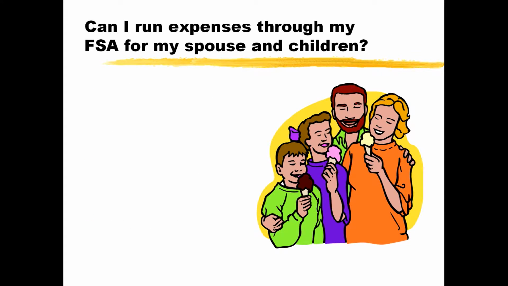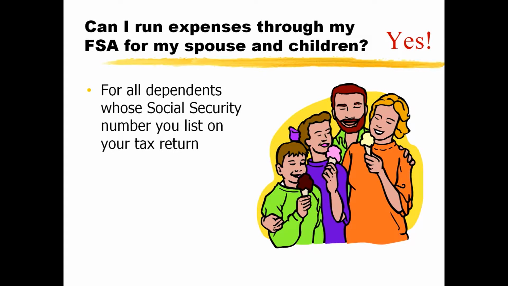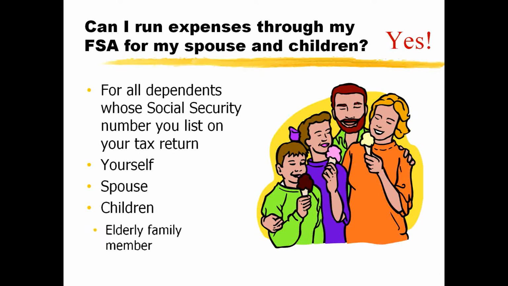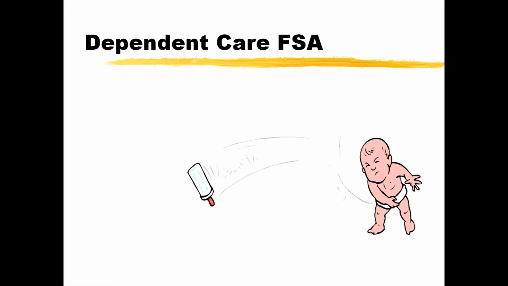So can you run expenses through for your spouse or children? It is a plan available to everybody. It's for anybody that you claim as a dependent on your tax return, which is usually going to be yourself, your spouse, children, and again, maybe an elderly family member. Dependent care is a second account that's available to everybody.